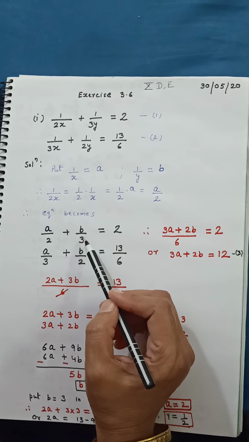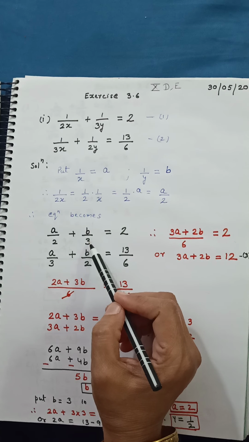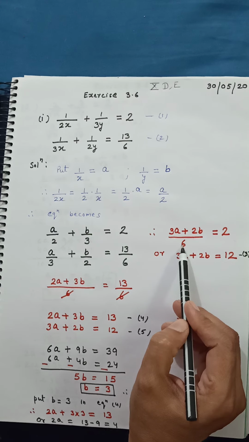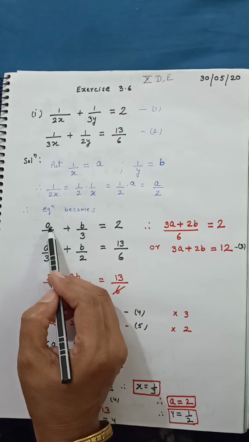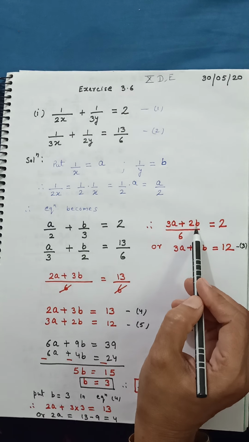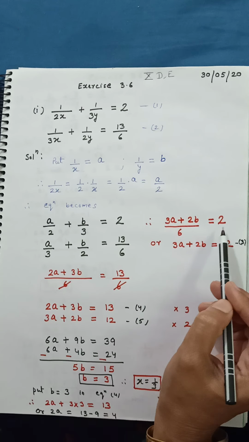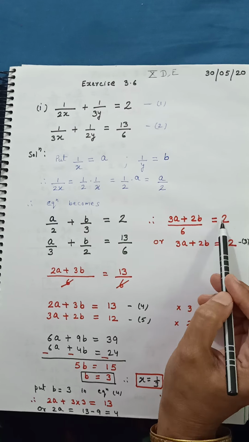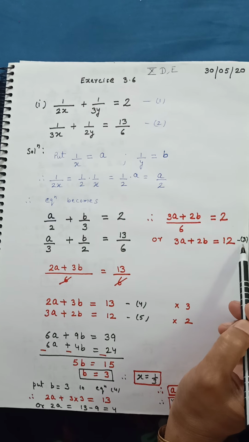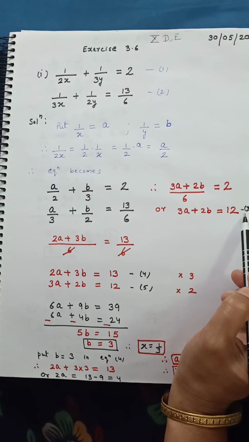Still it is not in the standard form. Let us convert it by taking LCM. The LCM of 2 and 3 is 6. This 3 will be multiplied by a. This 2 will be multiplied by b. So 3a plus 2b upon 6 is equal to 2. Cross multiply. 3a plus 2b is equal to 12. This will be your equation number 3.